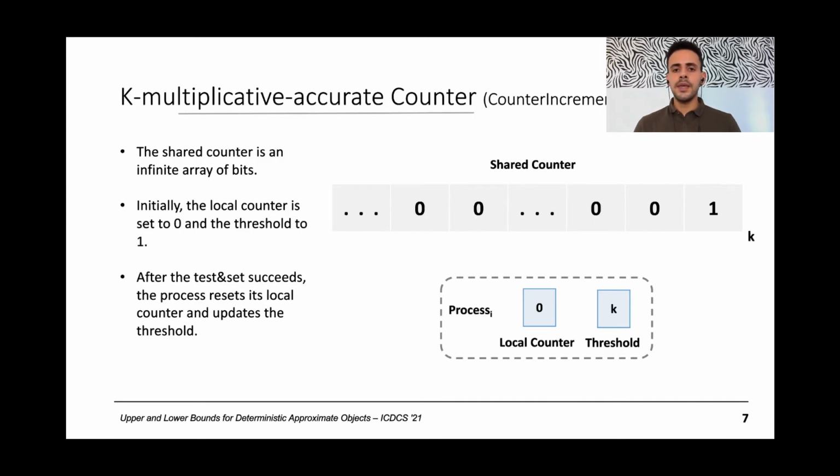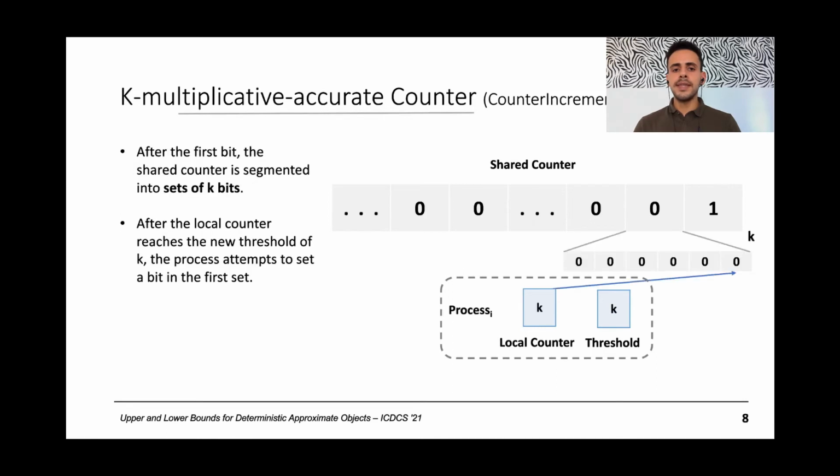After the first bit, the shared counter array is segmented into sets of k bits with the common characteristic that all the bits in the same set require the same number of counter increment calls to be written by a process. So after the first bit, the process will need k separate counter increment calls before attempting to write a bit in the first set. And this will continue until there are no longer any available bits in the set, and only at that point will the process update the threshold once again by multiplying it by a factor of k.